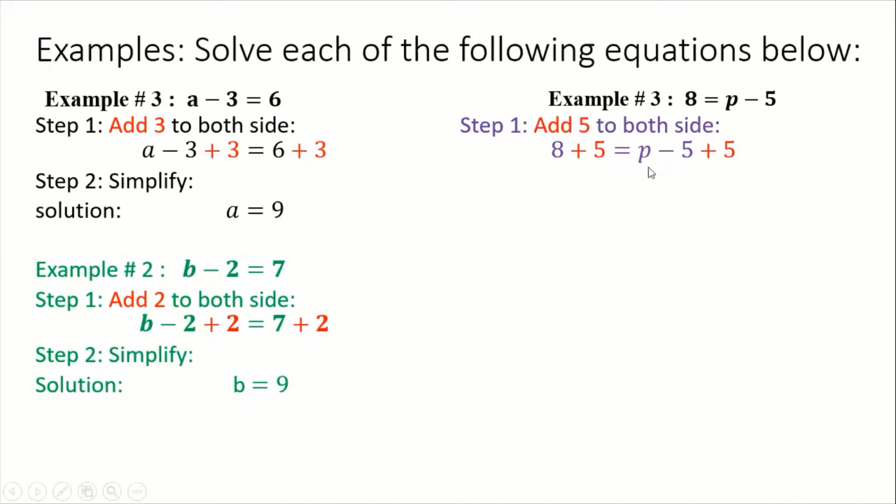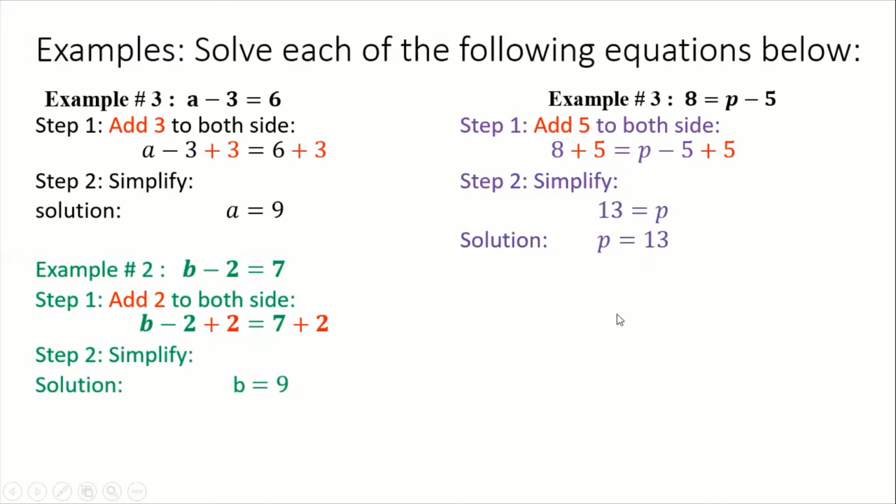As you can see here, comparing to the original problem, all I have done is just to add 5 to both sides, as I have color coded here. In the next step, you're just going to simplify, and that will give you a solution. Note here that 8 plus 5 will give us 13. Minus 5 plus 5 is 0, and 0 plus p will give us p. So therefore, 13 is equal to p. But we can always rewrite this and put our variable on the left-hand side. So p is equal to 13.